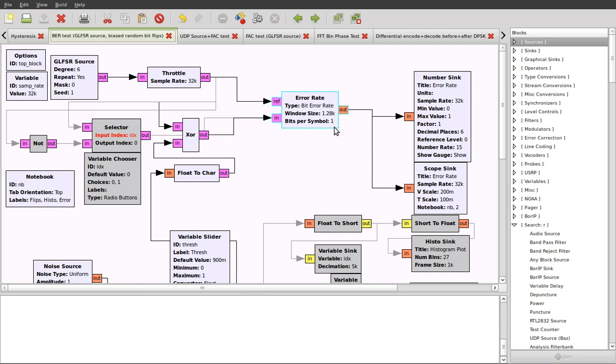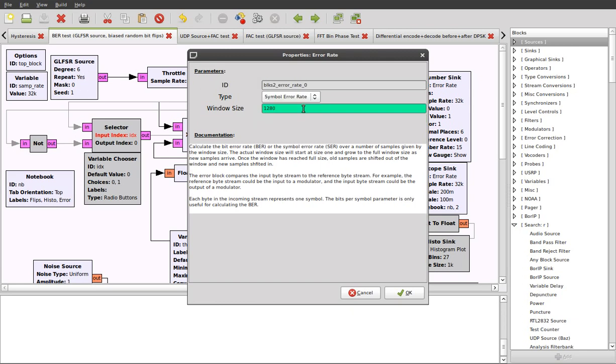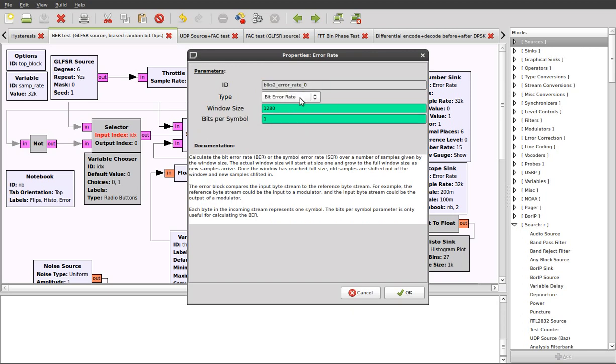Let's have a look at the properties of the error rate block. You set the window size, which is the total number of samples over which it will calculate the error rate. This is simply the proportion of incorrect bits to the total number of bits. The type relates to the way in which it does this. If you set bit error rate, then you can specify the number of bits per byte that you want it to compare. Here we have one because we know that there's only one valid information bit in each byte. But you can also set it to symbol error rate, which means that it will do it on a byte for byte basis. This is equivalent to setting bit error rate and setting bits per symbol to 8, since there are 8 bits in a byte.